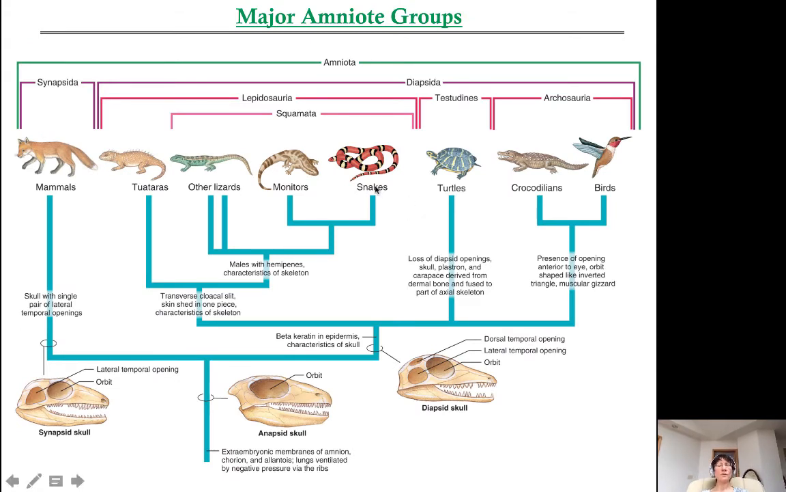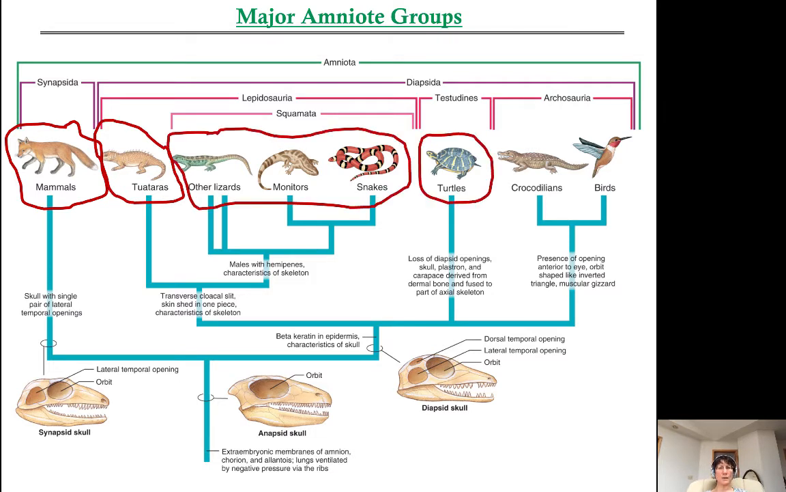Okay, so those are the major features of all the amniotes. Now what we want to do is go into each of the major groups. So we're going to talk about the mammals, the tuataras, other lizards and snakes. We'll talk about the turtles, and then the archosaura, which are the crocodilians and the birds.